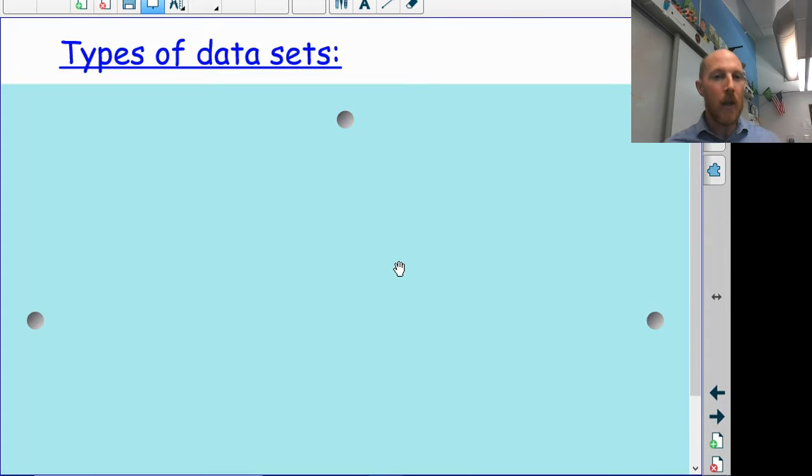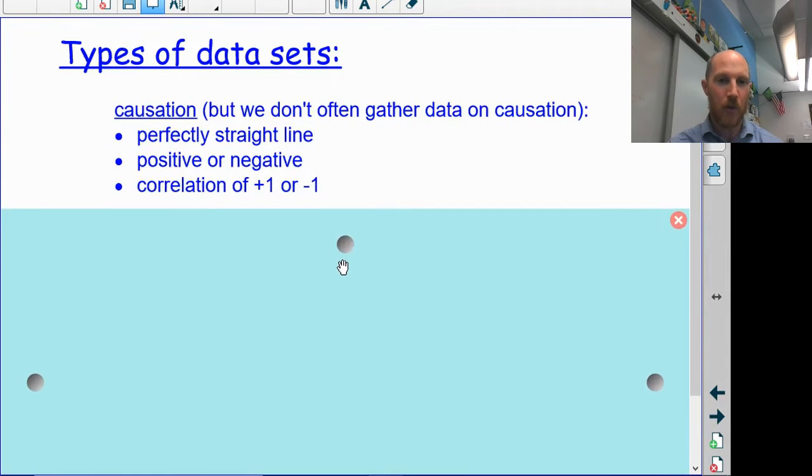Okay, so moving on. Here we go. Three types of data sets we're going to study. Causation is the first one. We've seen that a lot already this year. And at this stage of the game, we're not going to see a whole lot of causation because usually when we're gathering data to put together data sets, usually we don't get causation.